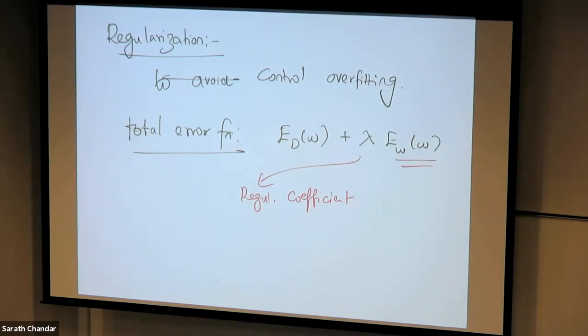Now, let us consider the least squares, or sum of squared error function, as an example for the data function. So E_D(W) is given by (Y minus XW) transpose (Y minus XW). I should put a 1/2, but I'm not doing it here.